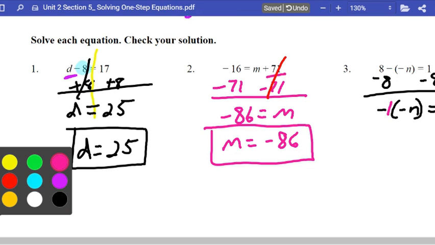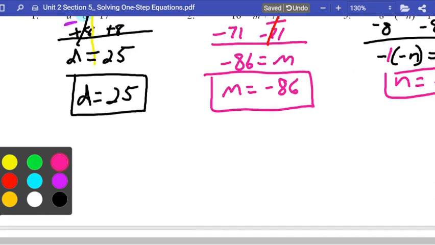Fastest way to do this is just say that negative times negative is positive, and that makes it n equals negative 7. And we'd be done. Or you could go the long way and divide both sides by negative 1, and then divide by negative 1 again. So we're going to leave it like that. Let's move on to number 4.